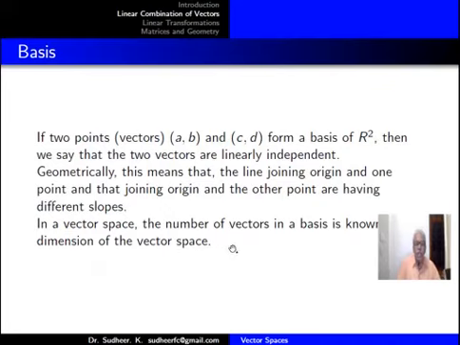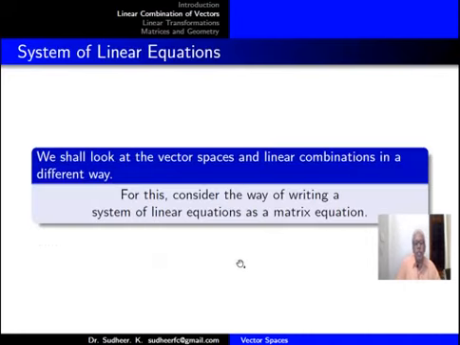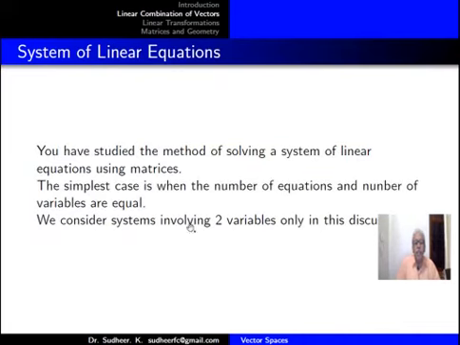In a vector space, the number of vectors in a basis is known as the dimension of the vector space. That we have already remarked. We shall look at vector spaces and linear combinations in a different way. For this, consider the way of writing a system of linear equations as a matrix equation. We have studied the method of solving a system of linear equations using matrices. The simplest case is when the number of equations and the number of variables are equal, and in that too, we consider a system involving two variables only.